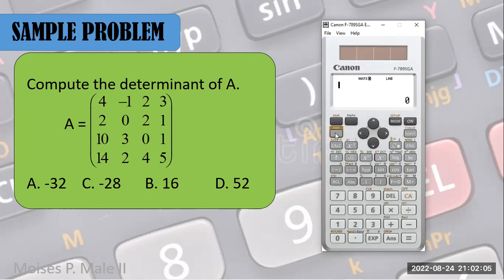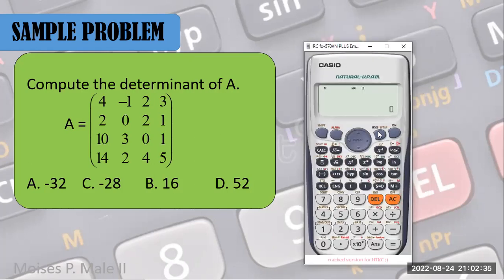Input. Okay, so hanapin yung determinant. Ibig sabihin na yun. Determinant 1. Then hanapin nyo si matrix A. Okay, then pag equals nyo dyan, meron ka ng value, which is negative 28. Okay? So for Canon, diretso lang. No? For Casio, pwede to by using cofactor method or yung pivotal. So sa cofactor, dapat mas okay kung maghanap kayo ng column or row na may 0.